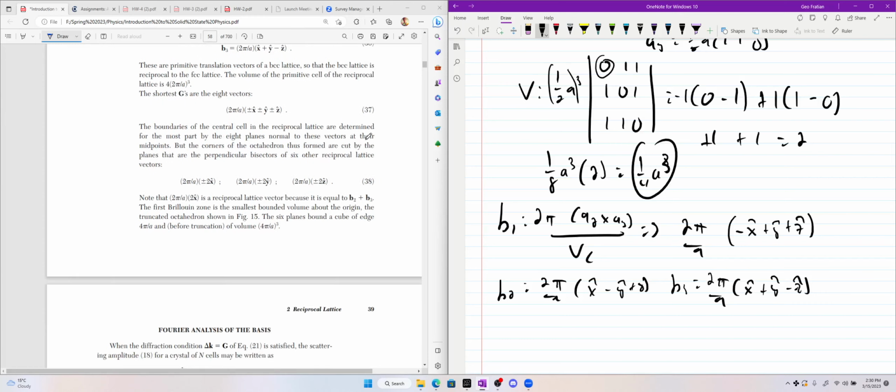So the boundaries of the central cell in the reciprocal lattice are determined for the most part by the 8 planes normal to these vectors at their midpoints. But the corners of the octahedron thus formed are cut by the planes that are perpendicular bisectors of 6 other reciprocal vectors.